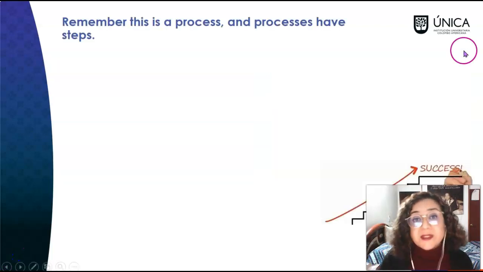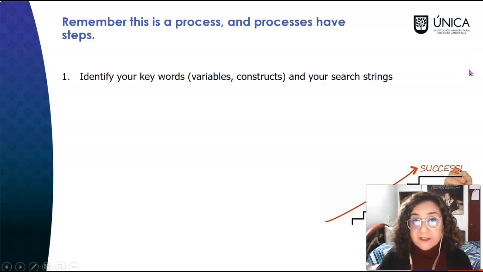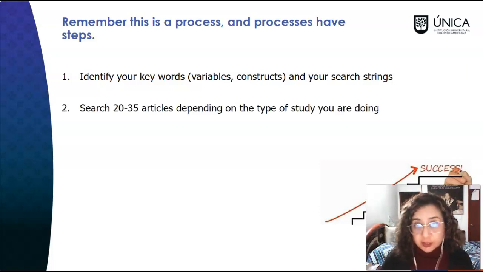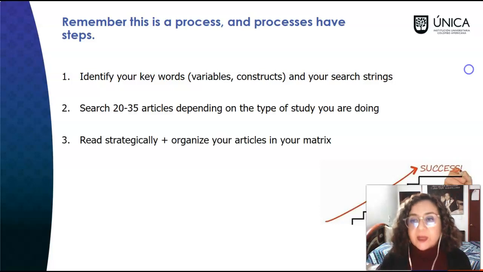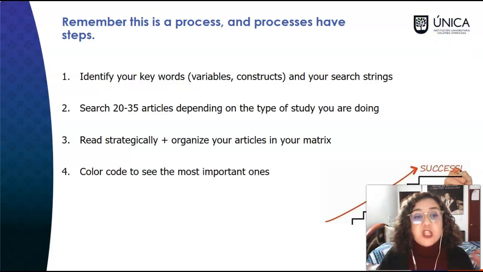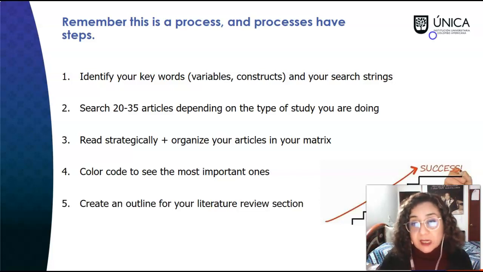Also, remember that this is a process and processes have steps. So you already identified your keywords, variables, or constructs and your research and your search strings. You searched between 20 and 35 articles on the different databases or Google Scholar, which is wonderful. You read strategically, plus you organized your articles in your matrix. You color-coded to see the most important ones. Some of you even went up to this point.